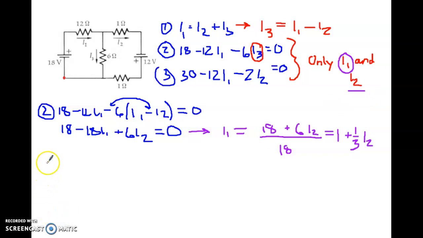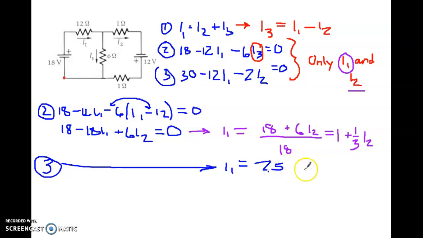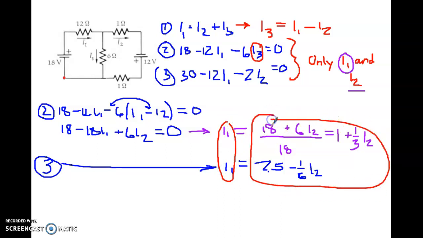If I do the same thing now with expression number 3, remember, I've already done this, so I'm going to let you try that on your own. What you'll end up with when you solve for I1 looks like this. I1 comes out to be 2.5, and there is a minus 1/6 I2. And when I set these equal to each other, effectively what I'm doing is I'm saying, hey, if you're I1 and I'm I1, we can set these sides equal to each other, and it eliminates I1 from those expressions, and you can get a solution for I2.